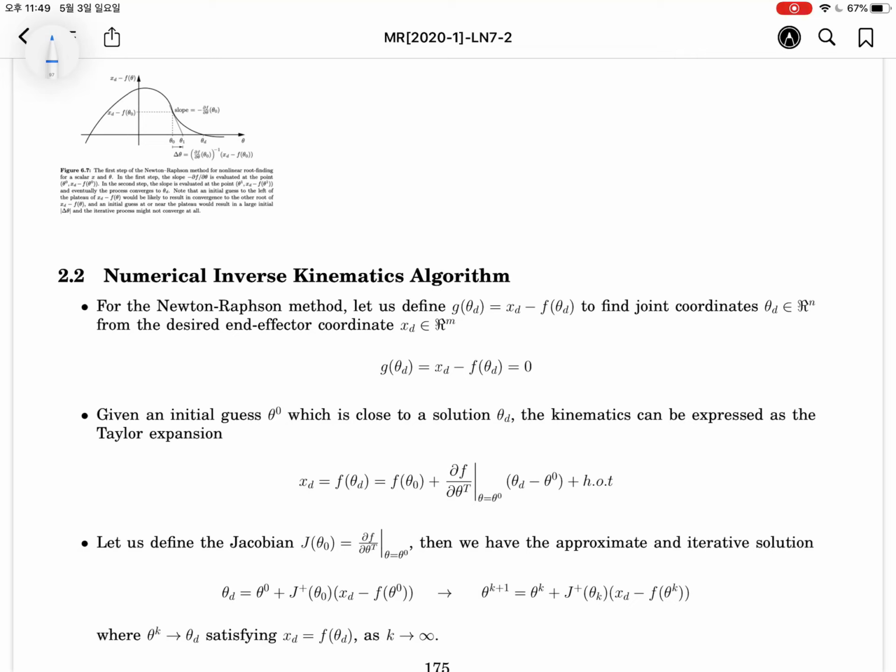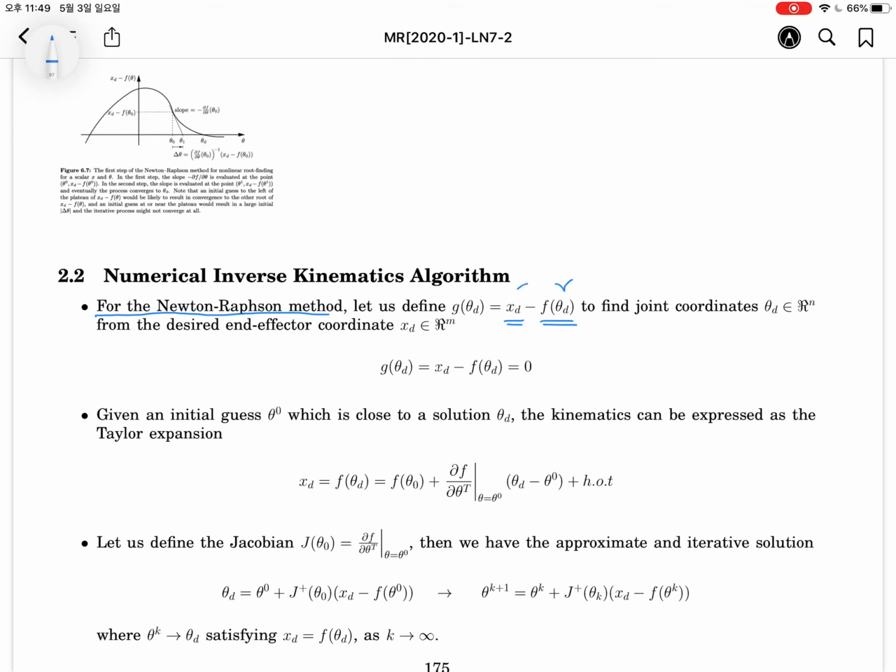Okay, this is the Newton-Raphson method to find the IK solution of robot manipulators. Okay, the numerical IK algorithm of a robot system. For the Newton-Raphson method, let's define xd, the final posture of the robot, and then the forward kinematics.